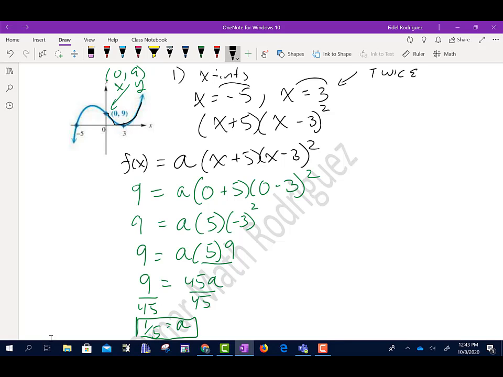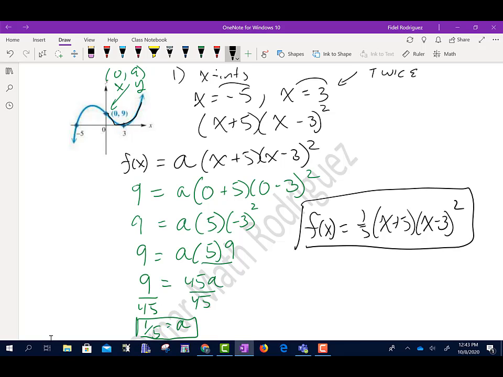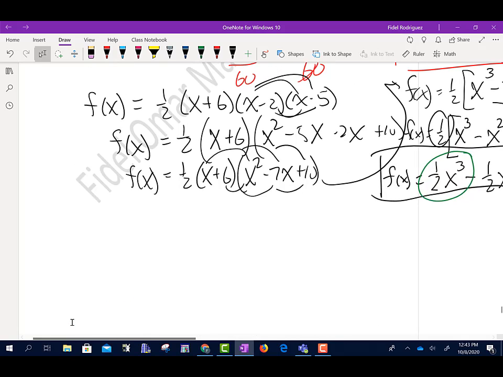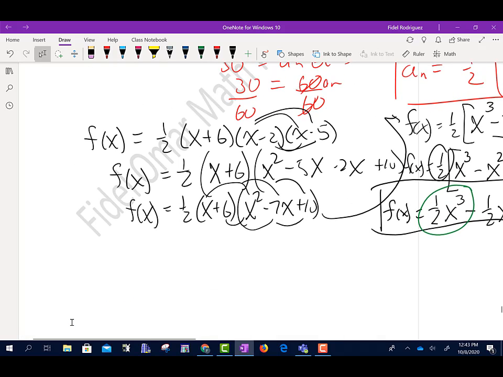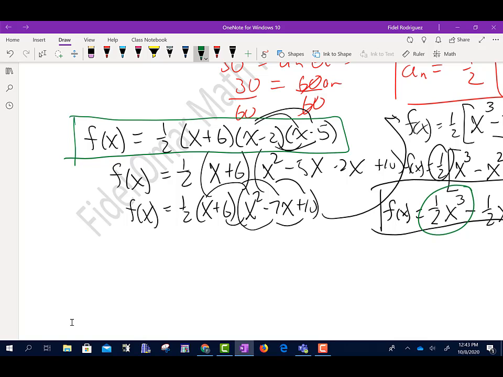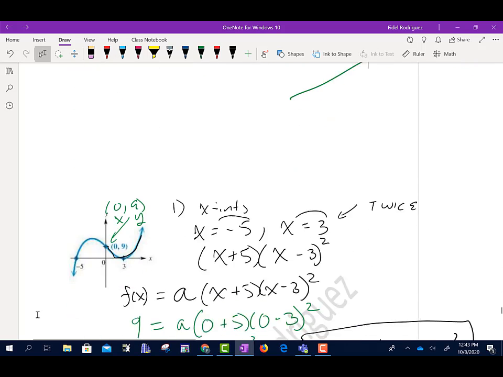Okay. So now I'll write it out. f of x equals 1 over 5 times x plus 5 times x minus 3 squared. And I'm going to leave this one like this. Guys, if it does ask you to multiply it out, then go ahead and multiply it out, okay? Same thing with the one we did before. If it does not ask you to multiply the whole thing out, then we could just stop right there, okay? But if it does ask you to multiply the whole thing out, then we got to go all the way to that part, okay?